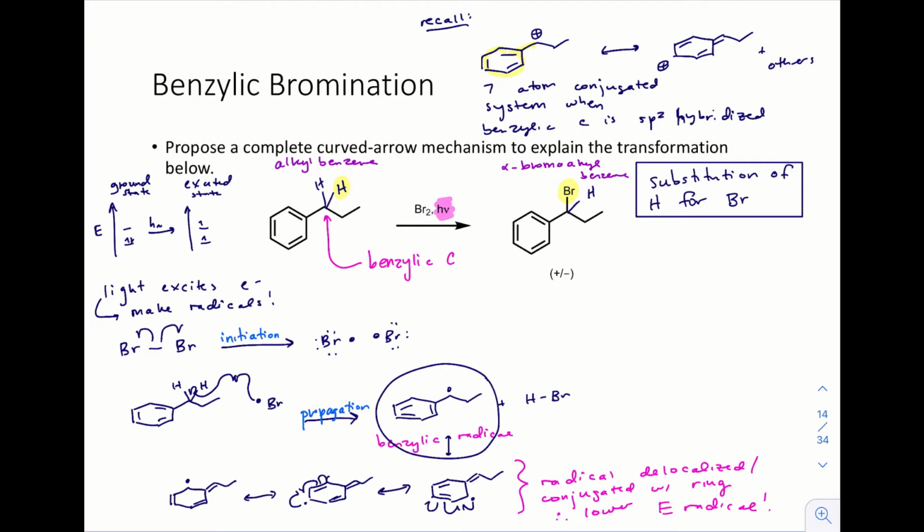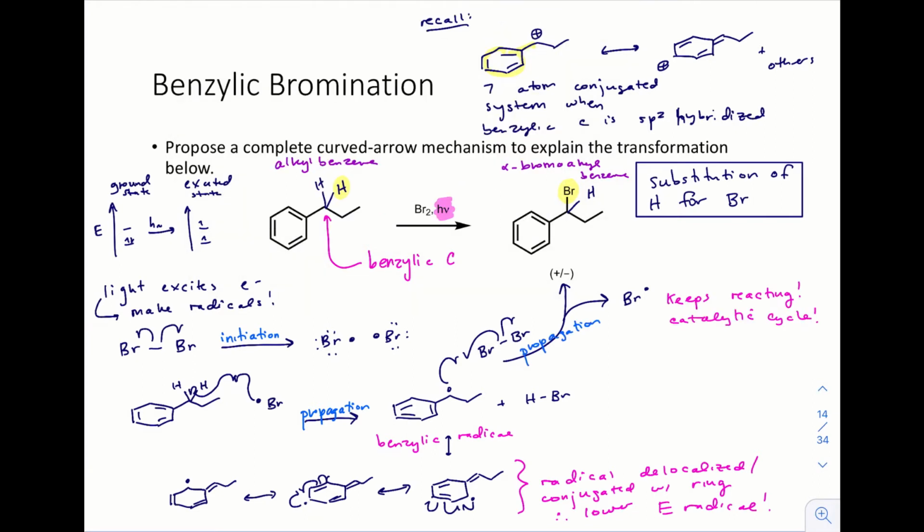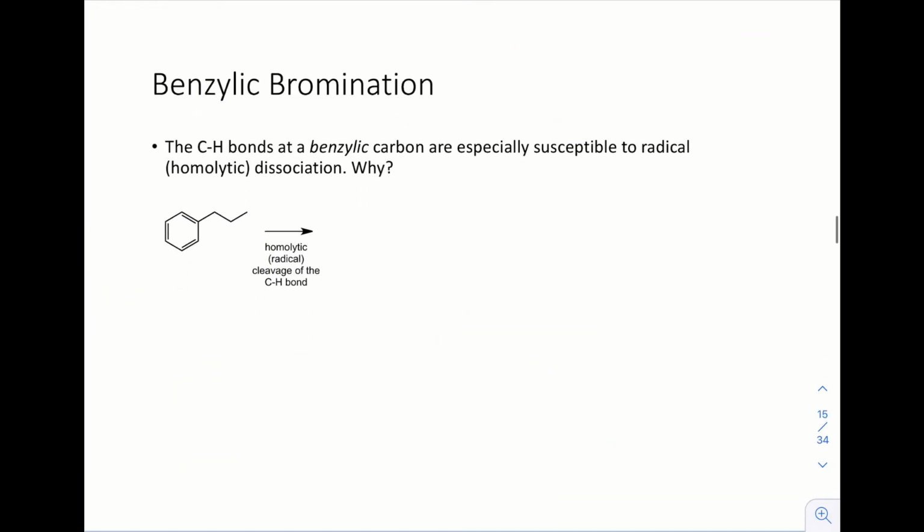This benzylic radical continues to react, and it does so in another propagation step with bromine to generate the alkyl bromide and another bromine radical, which of course can re-enter the cycle and continue to react. To summarize, in the presence of light and molecular bromine, a benzylic hydrogen can be substituted for a bromide. In fact, these CH bonds at benzylic carbons are especially susceptible to radical or homolytic dissociation, homolytic bond cleavage.